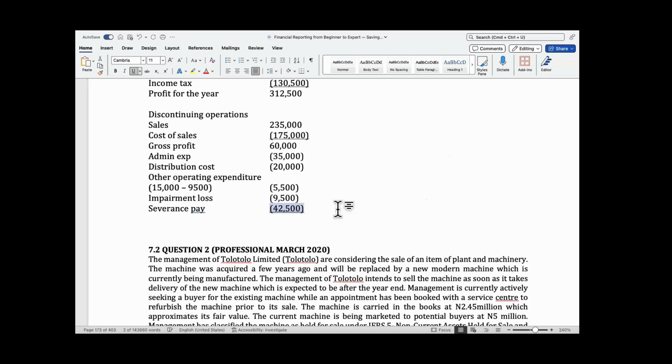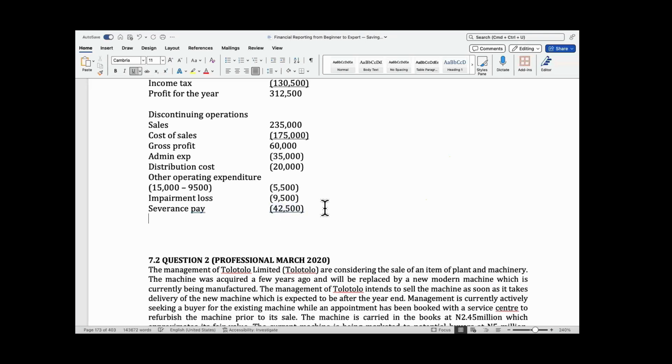So can you press your calculator? What do we have as profit or loss before tax? What do you have? It's a loss. Of how much? 52,500.